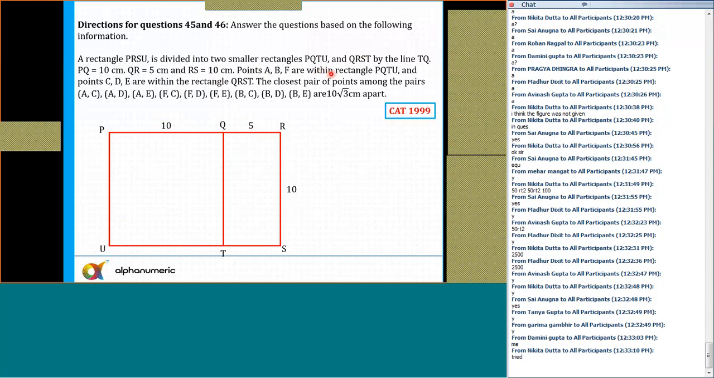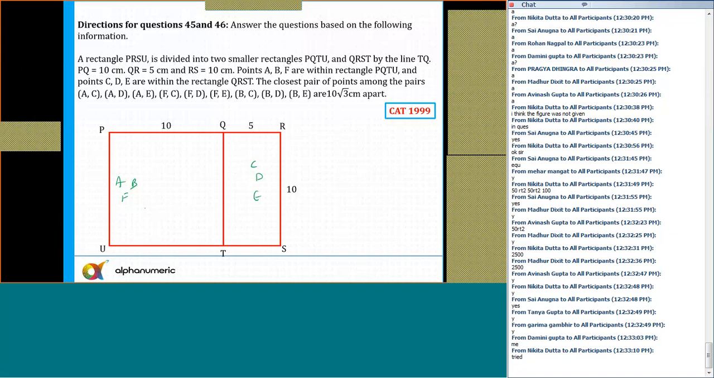Points A, B, F are within the rectangle PQTU. So there is a point A, B, F somewhere here. So the points A, B, F are lying inside this rectangle, and the points C, D, E are lying inside this one.